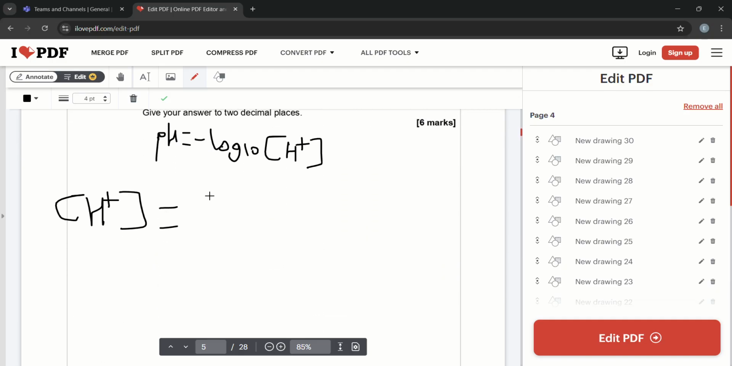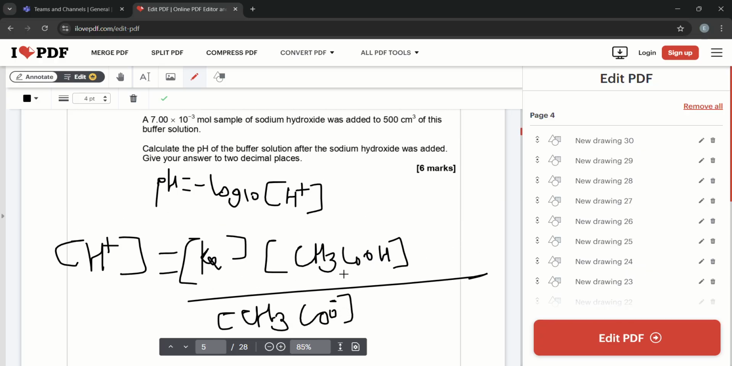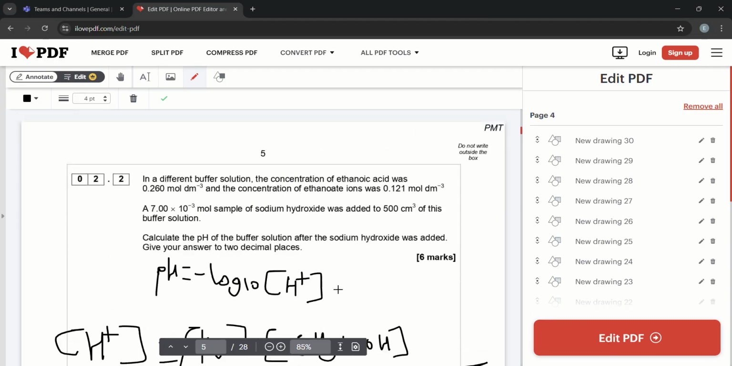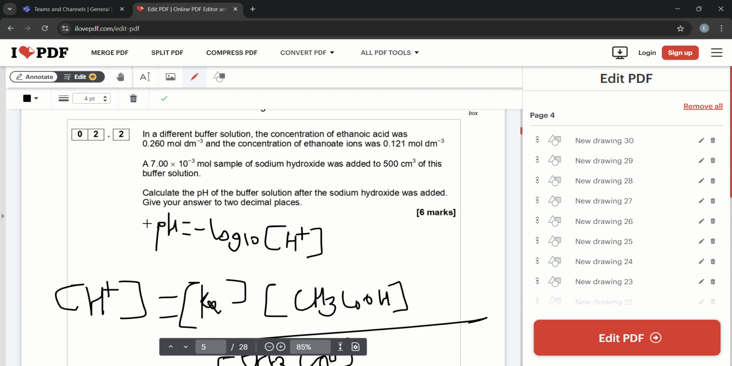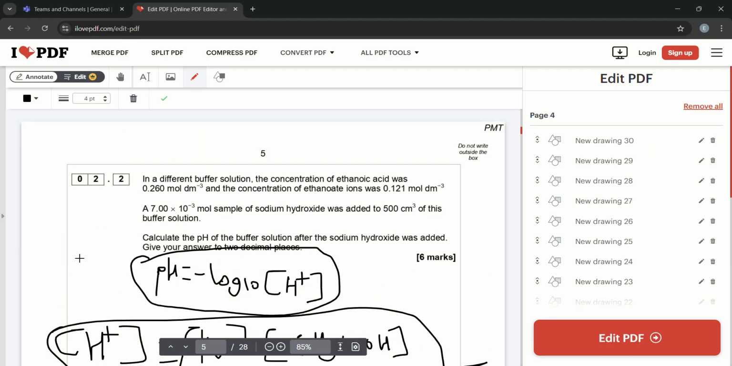Yep, so it's going to be Ka, square brackets for all of them, times ethanoic acid over CH3COO minus. Now we haven't done any calculation, but this is going to make the question a lot easier to solve, because we know we need to find out the concentration of H plus ions, and this is the formula now. We've rearranged it and we know what to do now.